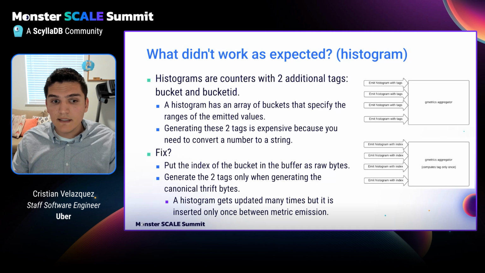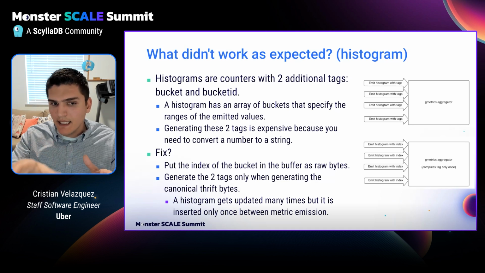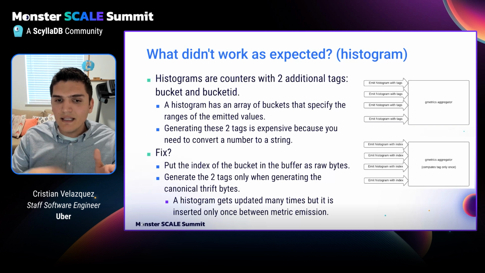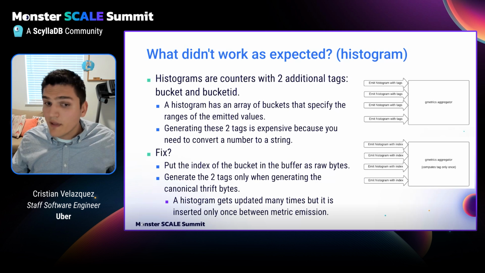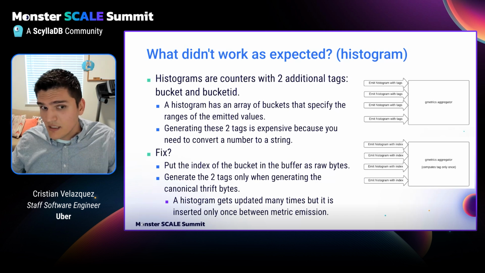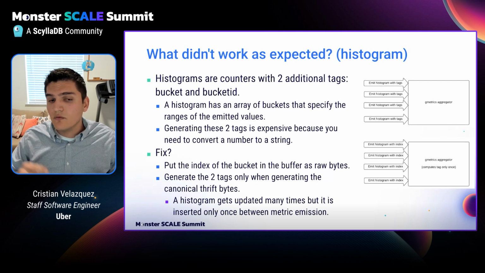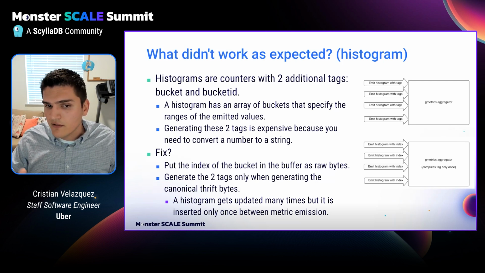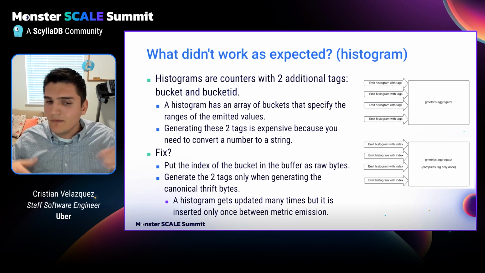So what we do now is, instead of converting at this time, we get the index, and then we insert the index directly into the row bytes. And then we only do the conversion to a string when we are going to emit to the M3 collector. So that way we reduce, let's imagine you update a histogram 1,000 times. Originally we needed to do 1,000 conversions to a string. And now we only do it once, because every single time we just save the row bytes of that index. And then when we emit, we do the conversion.